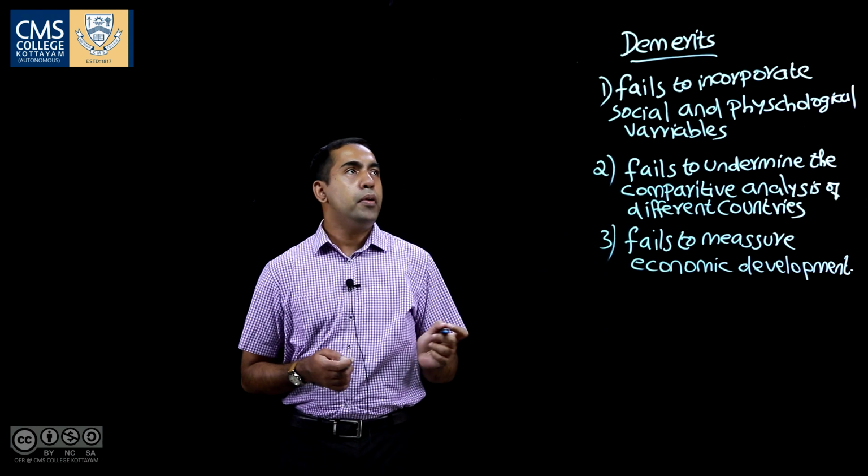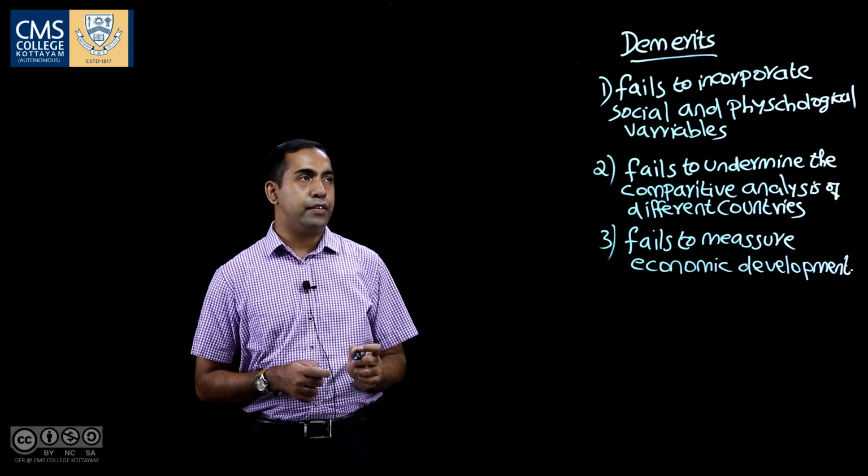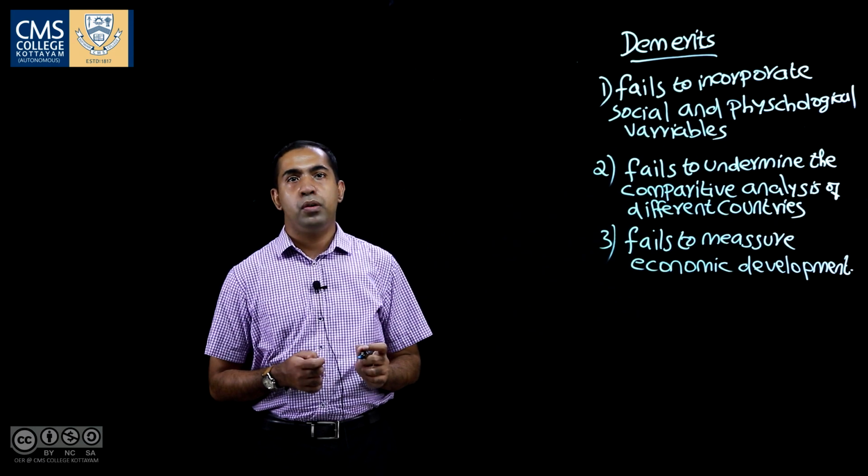So, the demerits of the physical quality of life index led to the formation of a human development index. Next, we are going to the human development index. The major limitation of physical quality of life index is its failure in assessing the comparative analysis of different countries. So, the human development index is a measure for the comparative states of socio-economic development of different countries.